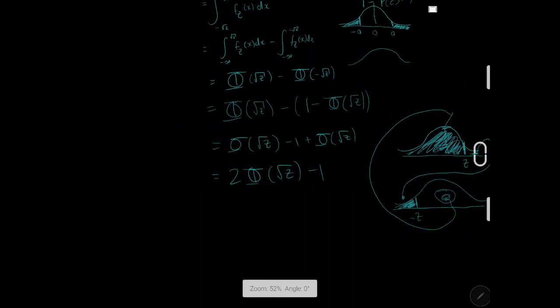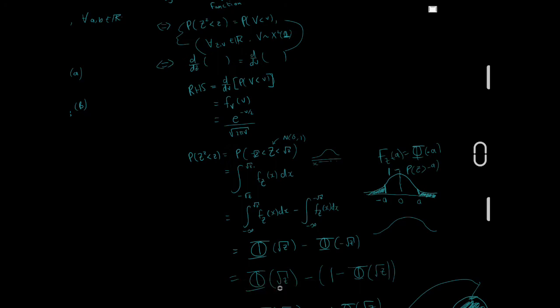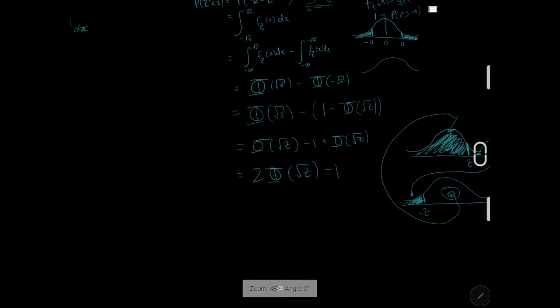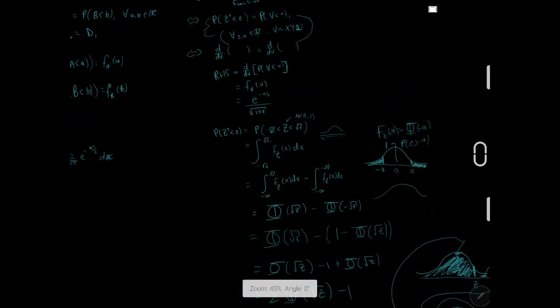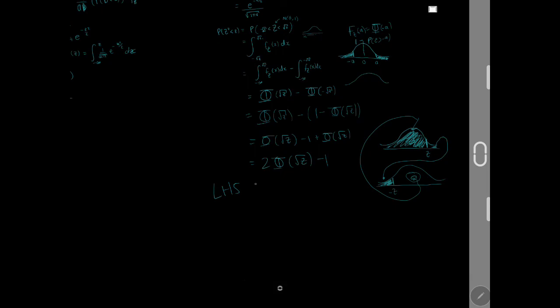So now, if we want the PDF, which, if I remind you, the reason we're doing this is because the PDF of this thing, which means the derivative of this thing, should be equal to this function over here, which is the PDF of a chi-squared with 1 degree of freedom. So the left-hand side of our proof, remember, is the derivative of the function. So the left-hand side is the derivative with respect to z of the probability that z squared is less than z.